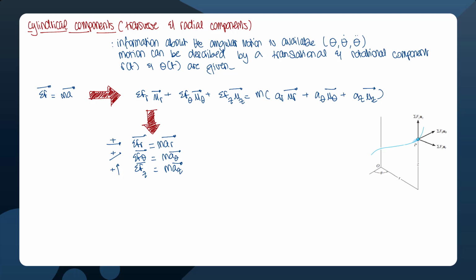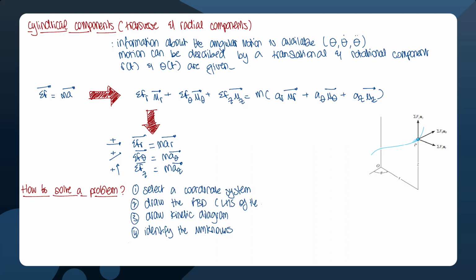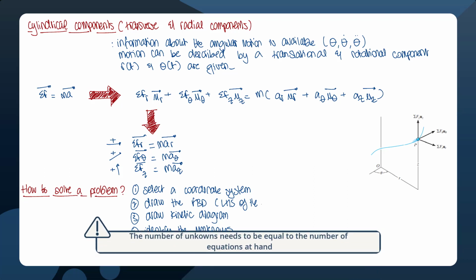How do we solve problems in cylindrical coordinate systems? The steps are exactly the same. Again, you select a coordinate system, you draw the free body diagram, you draw the kinetic diagram. Remember, drawing these two diagrams would actually help you understand the problem more and see clearly what the problem is about. And finally, you identify the different unknowns and solve for the variable you're actually looking for. Remember, the number of unknowns needs to be equal to the number of equations for you to be able to solve the problem.